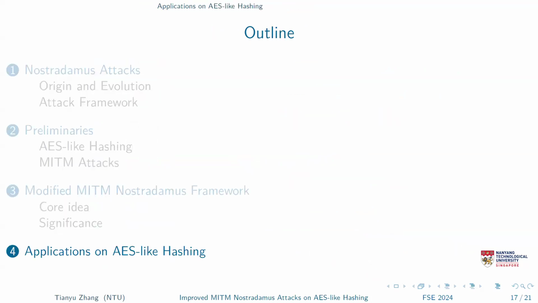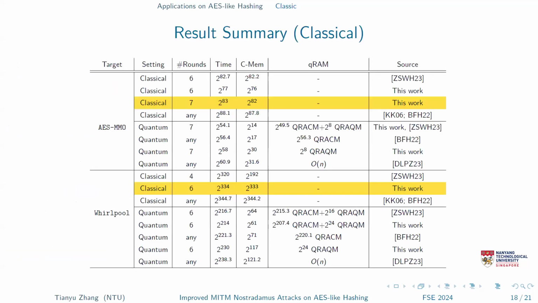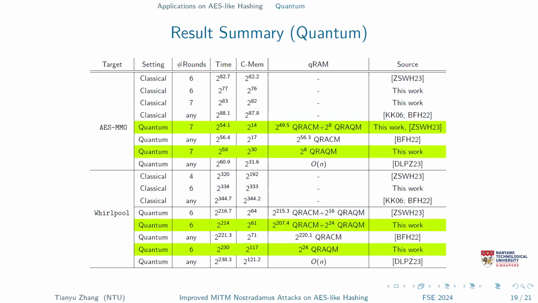As a consequence, we applied this new model to AES-like hashing. And in the classical setting, we are able to achieve a one-round breakthrough with a similar time complexity on AES MMO, and also a 2-round improvement in WRPL in the classical setting. In a quantum setting, we're able to maintain the same time complexity at AES MMO, and in WRPL, we have a small improvement.